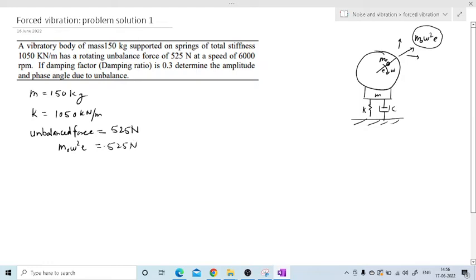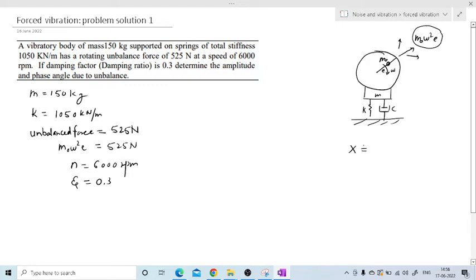Now next, at a speed of 6000 rpm. So they have provided the speed, and that is equal to 6000 rpm. If the damping factor or the damping ratio, means zeta, is given by 0.3, determine the amplitude and phase angle due to unbalance.